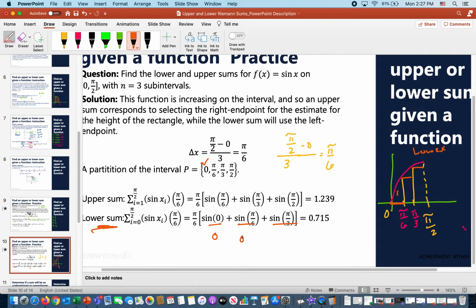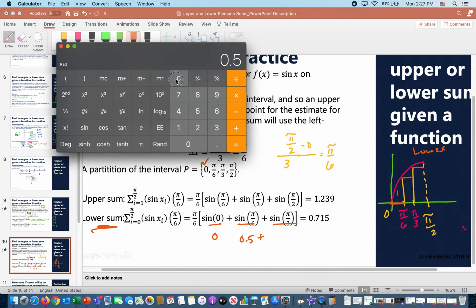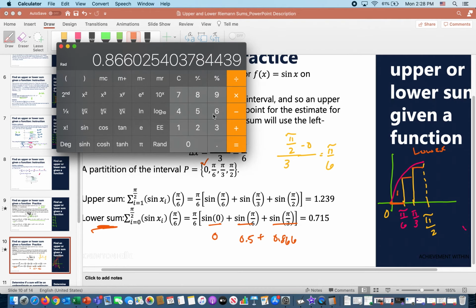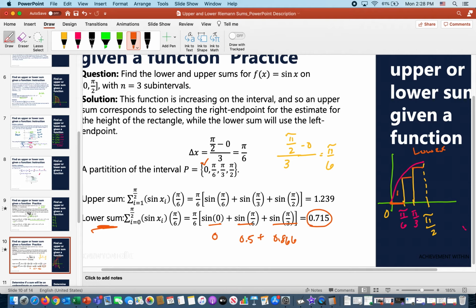So I have 0 here, I have 0.5 plus, I've got to do the sine of pi over 3. So I'm going to go back. I'm in radians. I'm going to do pi divided by 3 and take the sine of that. So 0.866. Now I'm going to add these two together and multiply by pi over 6. So it'll look like this: I'm going to add 0.5, multiply by pi and divide by 6. And so we get 0.715. There's our lower sum, 0.715.